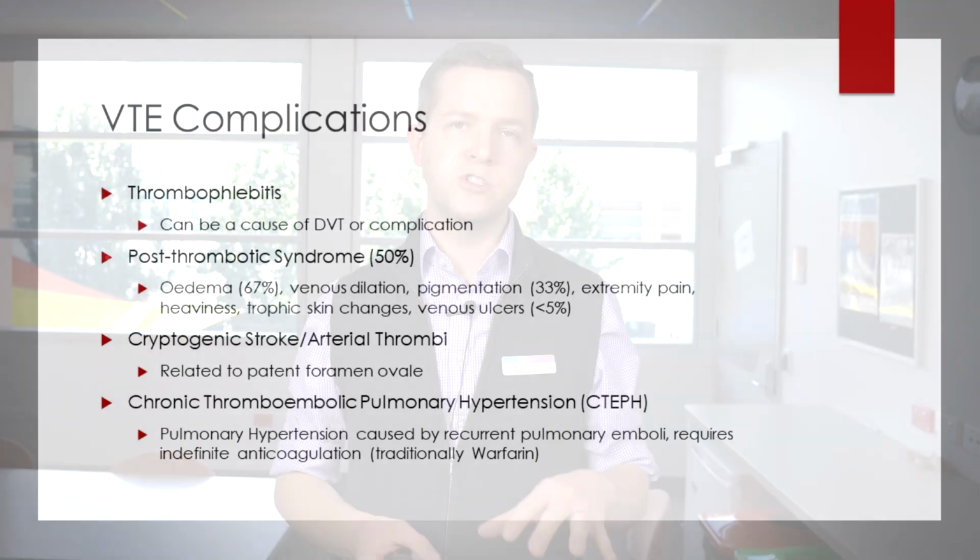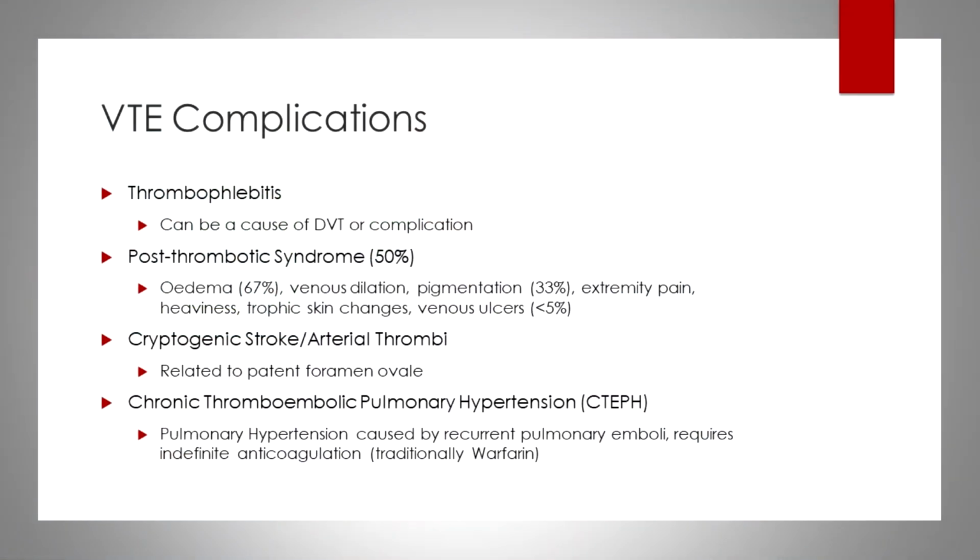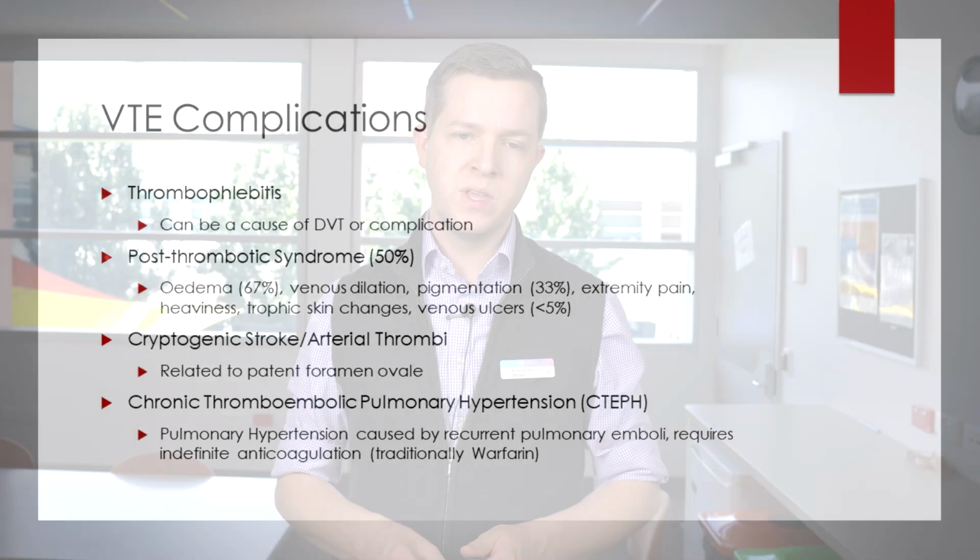Moving on, post-thrombotic syndrome, which is something that can happen after a VT event, and this would generally be considered to happen in half of people that have VT will develop some form of post-thrombotic syndrome, either short-term or long-term. The most common manifestation of this is edema. So 2/3 of people that have post-thrombotic syndrome develop edema classically in that limb that may be short-term or maybe for the rest of their life.